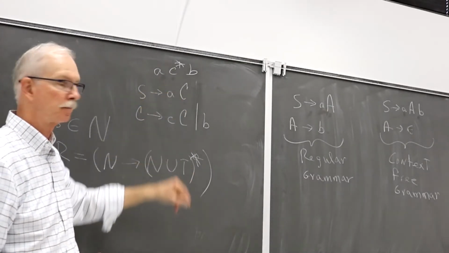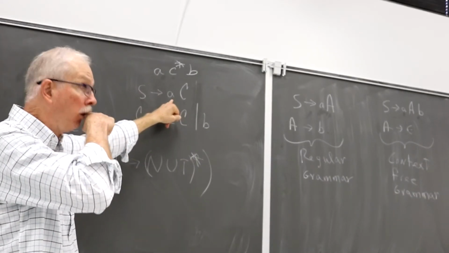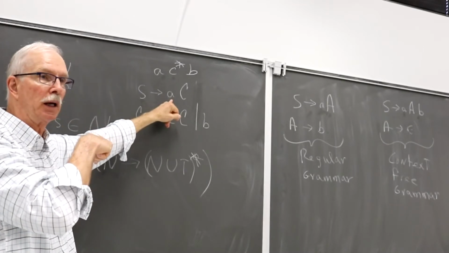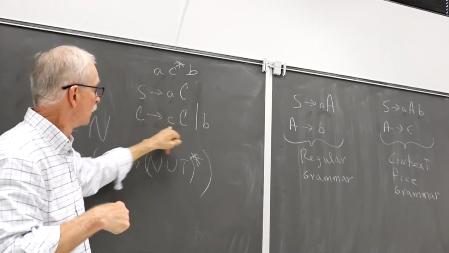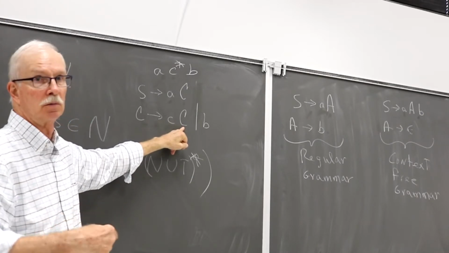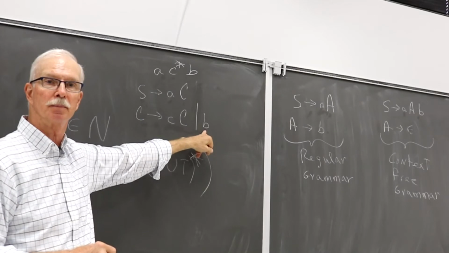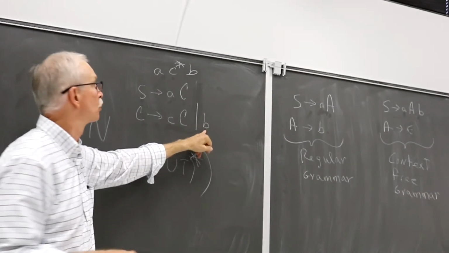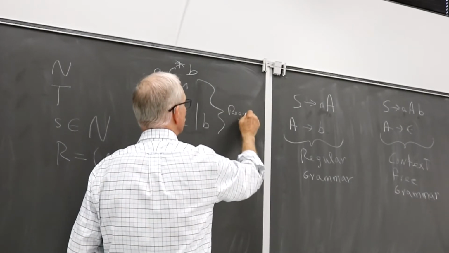Yes? This is my start symbol. I'm guaranteed to have an A in the beginning, a C, a pot full of C's, maybe zero of them, and it ends up with a B. So this is regular.